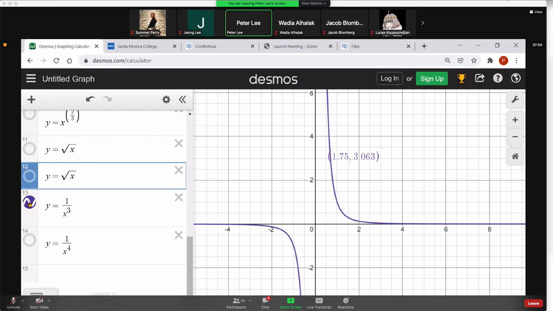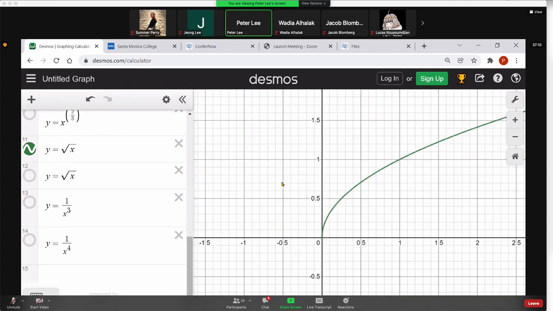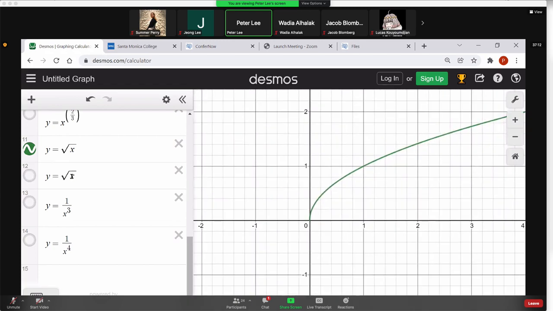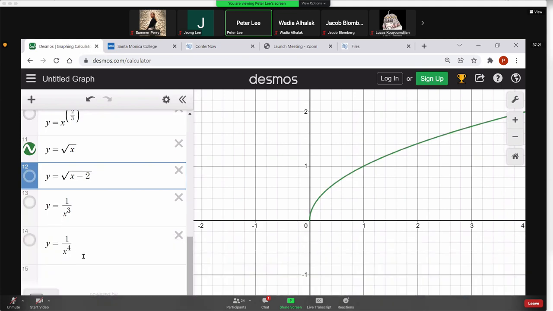Now if you know how to graph y equals square root of x, by the way, this is y equals square root of x. How do we graph y equals, how about this? Y equals square root of x minus 2. Do you know how to graph this one? If you know the graph of y equals square root of x, then do you know the graph of y equals square root of x minus 2?